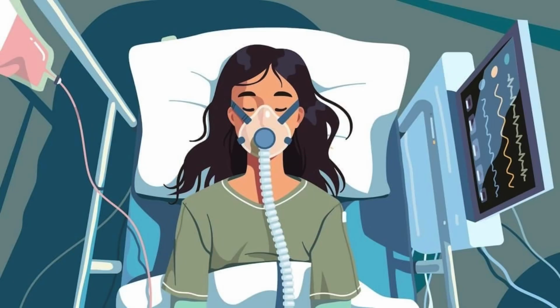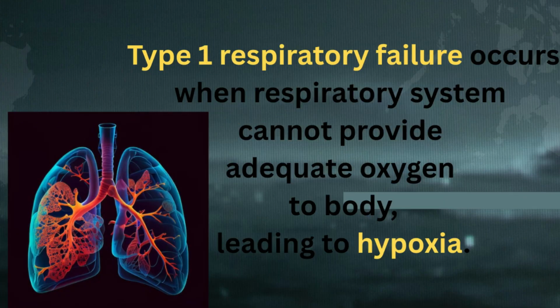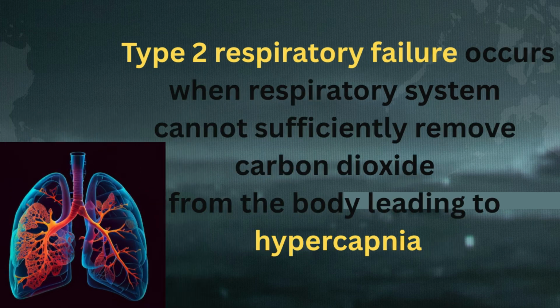The term respiratory failure is used when pulmonary gas exchange fails to maintain a normal, ideal oxygenation and carbon dioxide level. Type 1 respiratory failure occurs when the respiratory system cannot provide adequate oxygen to the body, leading to hypoxia, whereas type 2 respiratory failure occurs when the respiratory system cannot sufficiently remove carbon dioxide from the body, leading to hypercapnia.